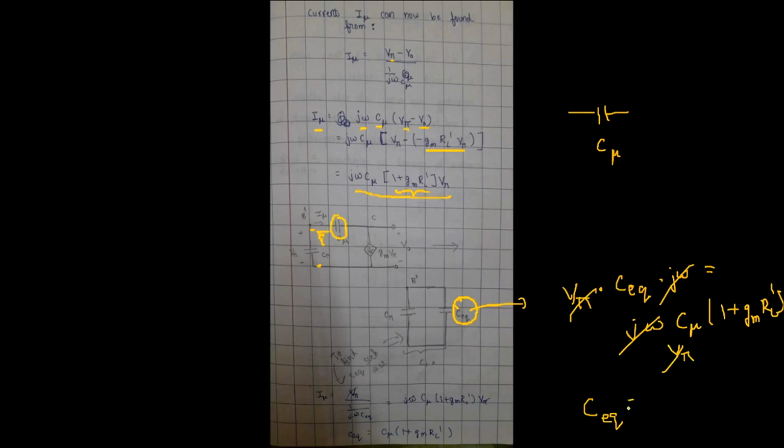So we have V pi into C equivalent into j omega equal to j omega into C mu into 1 plus gm RL dash. My j omegas get cancelled and my V pi's also get cancelled. The only thing I'm left with is C equivalent is equal to C mu into 1 plus gm RL dash.